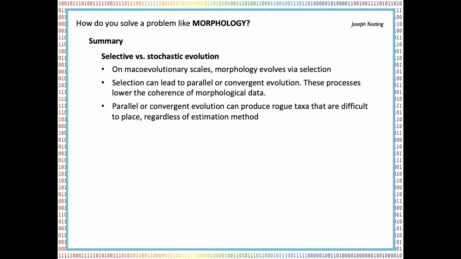So, to summarise, in this lecture we talked about some of the difficulties in modelling realistic morphological evolution. Unlike molecular evolution, morphology probably evolves via selection, at least on a macroevolutionary scale. Selection can lead to parallel or convergent evolution. These processes lower the coherence of morphological data and can lead to rogue taxa that are difficult to place regardless of the method we use to estimate phylogeny.